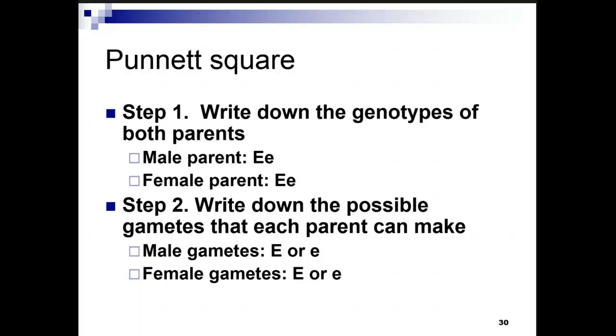Then, based on the parents' diploid heterozygous condition, write down the possible gametes that each parent can make. Remember, Mendel's law of segregation states that if an organism is diploid, when they produce sperm and eggs, the sperm and egg will only receive half or become haploid due to segregation of the alleles. That means that this heterozygous male will make sperm that either have the dominant version or the recessive version. There will not be both in his sperm. It will be one or the other.